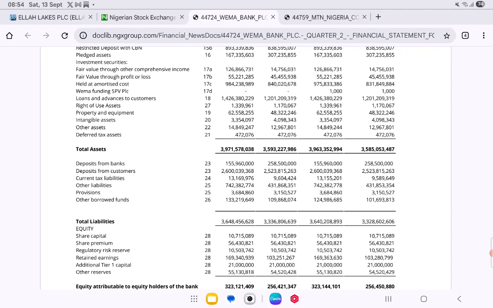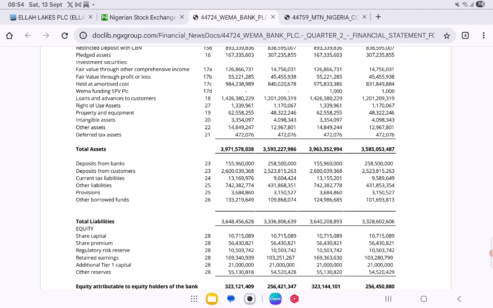They are simply your obligations to different parties. So the bulk of liabilities for a bank, in this case Wema Bank, is deposits from customers, with very little deposits from banks and all that, which is kind of normal, right?